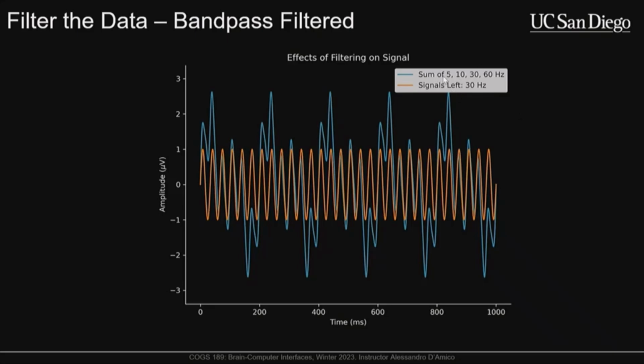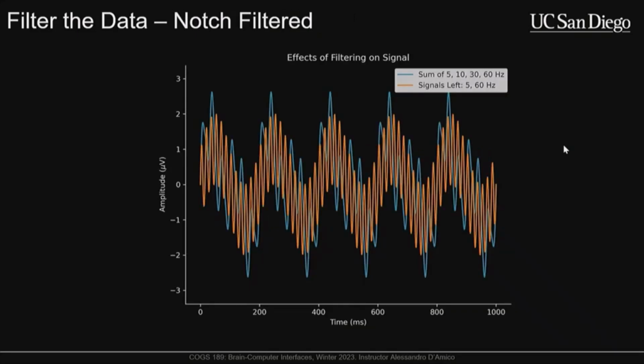And in this case, in our example signal, the only thing that meets that is 30 hertz, so we keep that in there. And then here's an example of a notch filter.